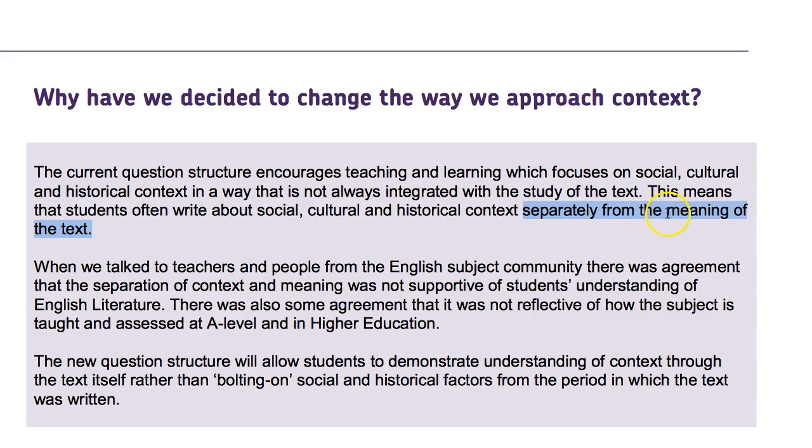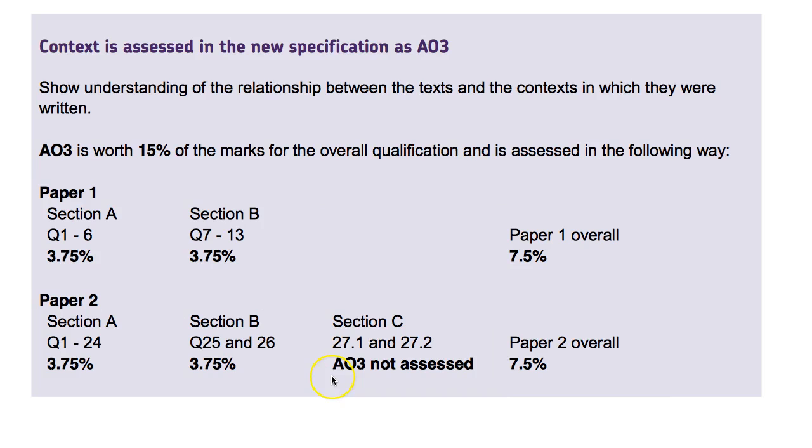In the same way, I've been teaching you to write about context when you write about the author's purpose, because the author's purpose is the meaning the author wants you to get from the text. So that's why context is so important now. It must be related to meaning.